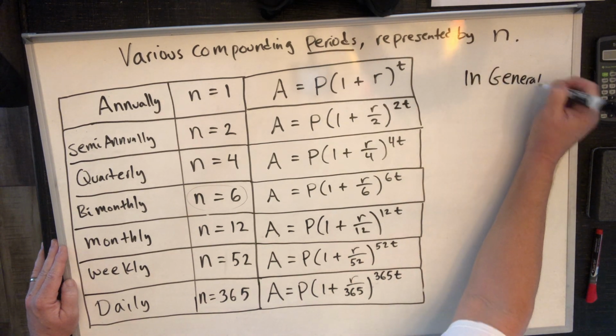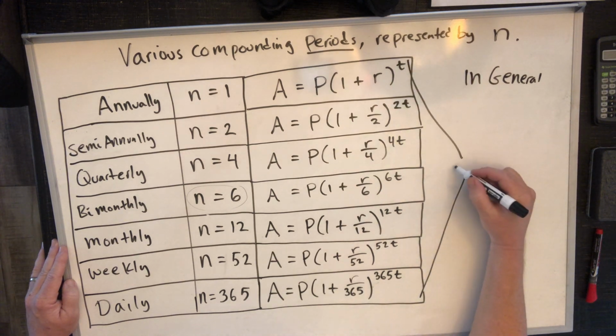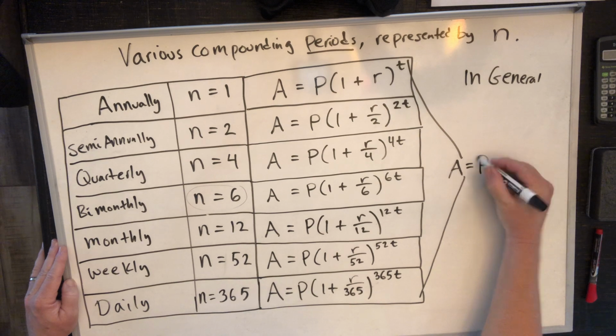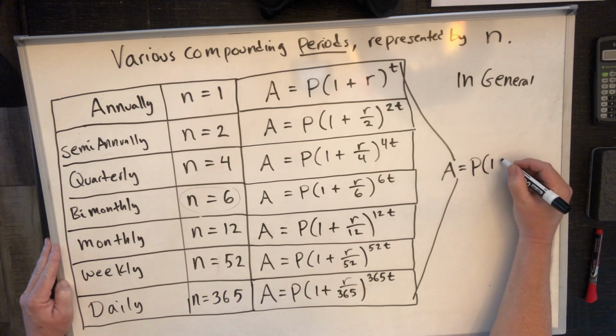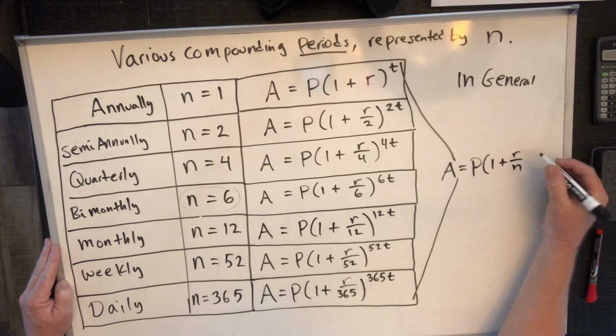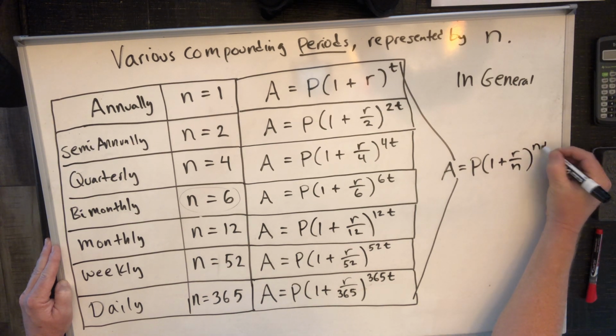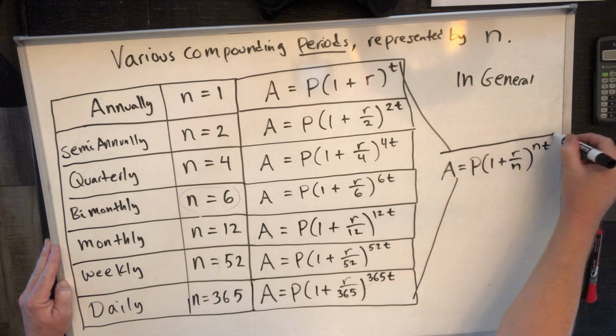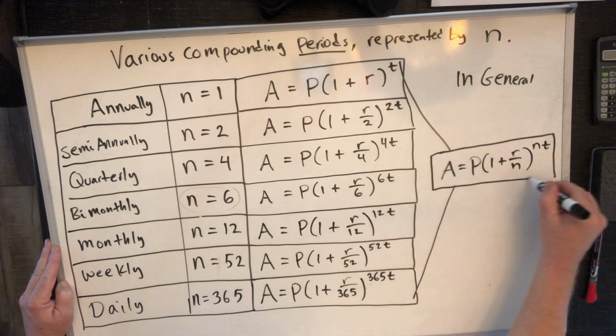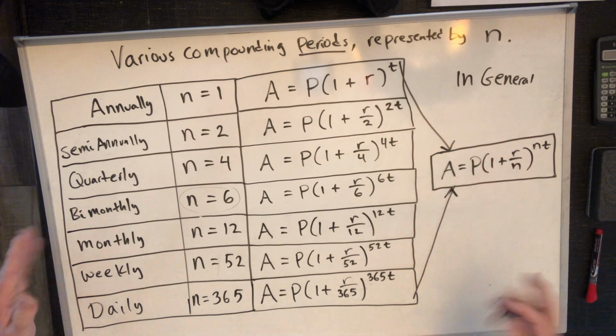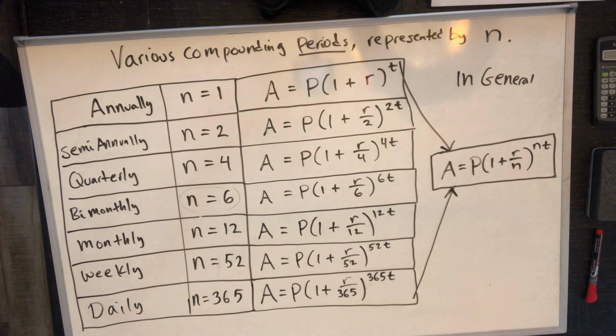In general, all of these formulas give you a formula. A is equal to P times the quantity 1 plus r over n to the n times t. That is your general formula for all the various compounding periods. So take a snapshot of that, put it in your notes, and we're going to be using this formula for the remainder of the problems involving compounded interest.